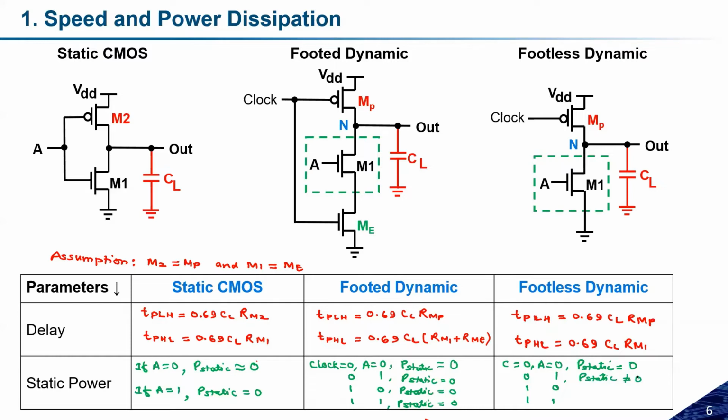And if you see the third case, 1 and 0, again P static is 0, and also for the fourth case P static will be 0. So the important thing is, in one of the cases we will get some power dissipation. So the third design is power hungry, but as compared to the second one, it has faster performance, the delay is less.